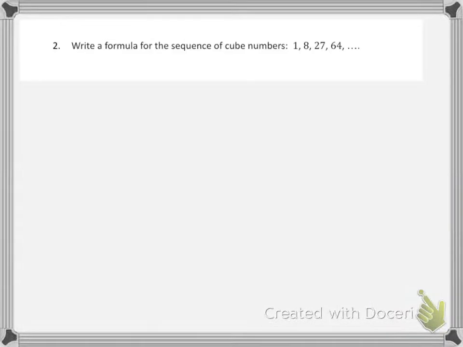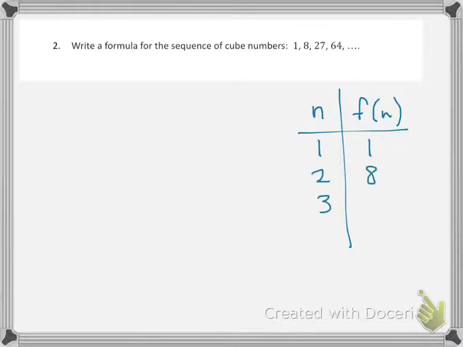All right. Number 2, write a formula for the sequence of cube numbers. Well, I would make myself a table. I think that's the best way to make sure you understand what's happening. How does n turn into the function of n, or the output? And I would just say my first term is a 1. My second term is an 8. My third term is a 27. My fourth term is a 64.